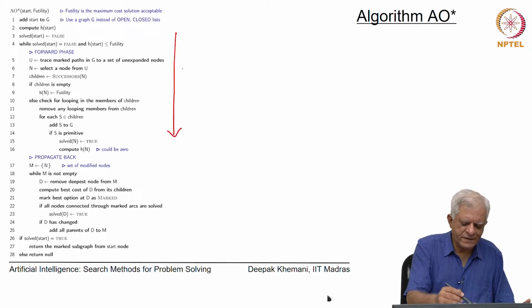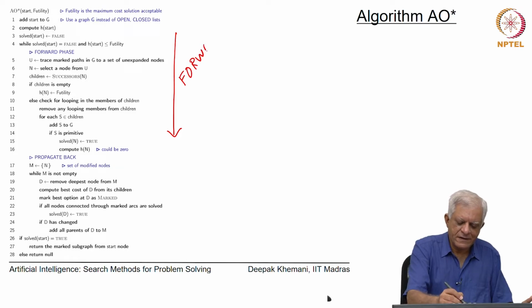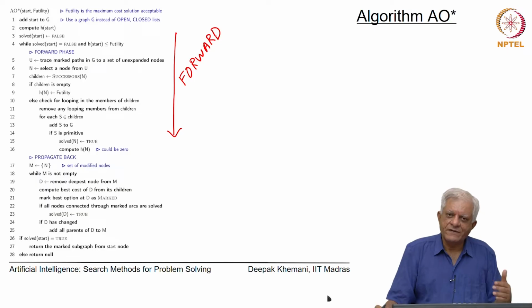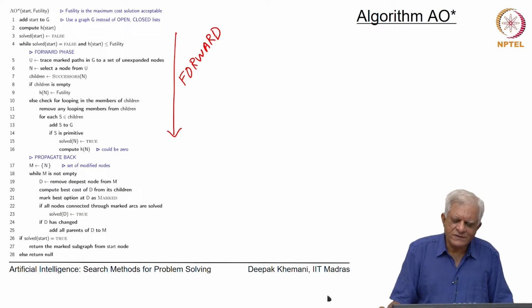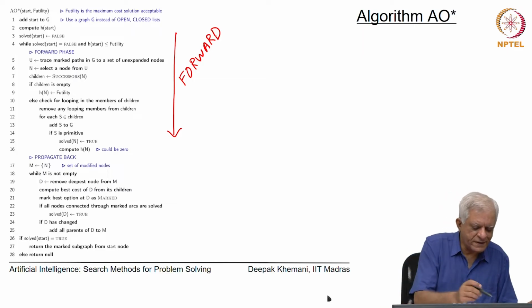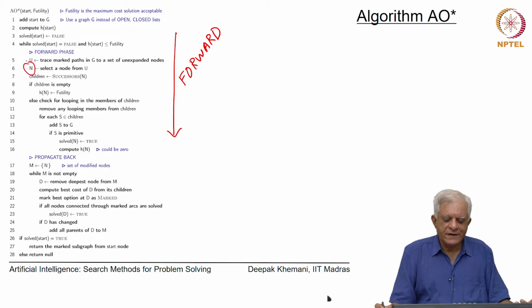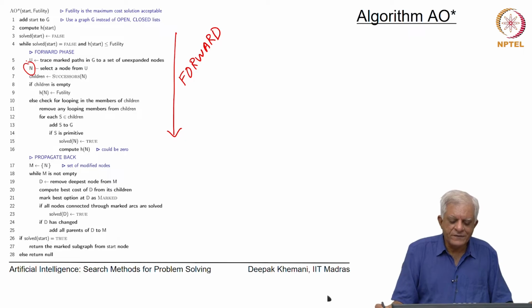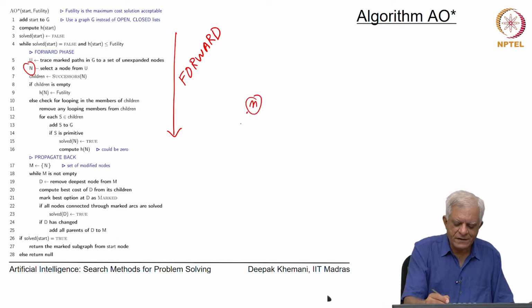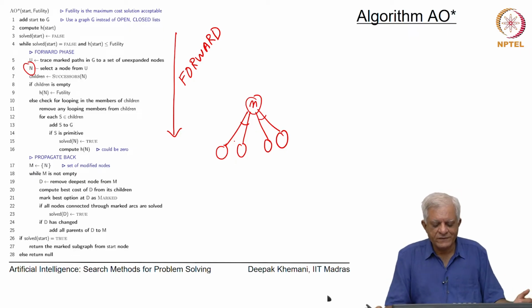In the forward phase, it traverses the graph and it traverses that using markers that it has maintained, saying that this is the best choice at any given point of time. It goes to a set of unsolved nodes u that we said, and it picks one node n from u and refines that node. So, it has picked n and it has refined it and evaluated their heuristic values as the case may be. So, this is a forward phase.